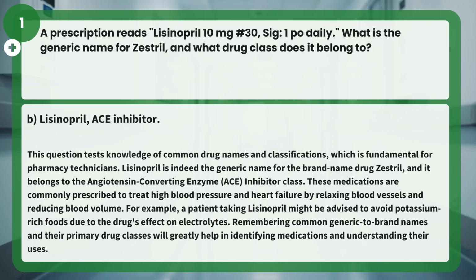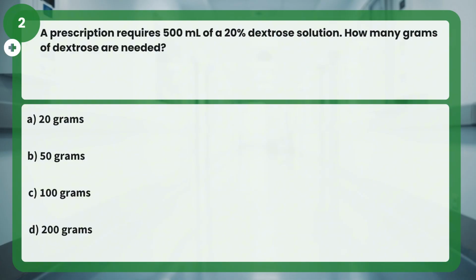their uses. Question 2. A prescription requires 500 milliliters of a 20% dextrose solution. How many grams of dextrose are needed? A. 20 grams. B. 50 grams. C. 100 grams. D. 200 grams.